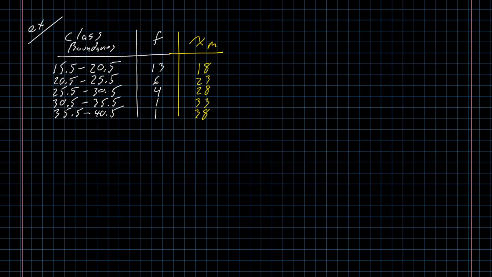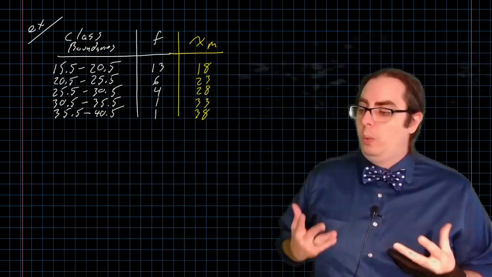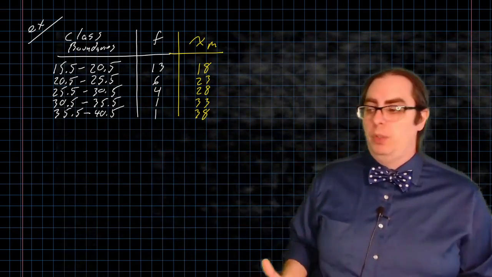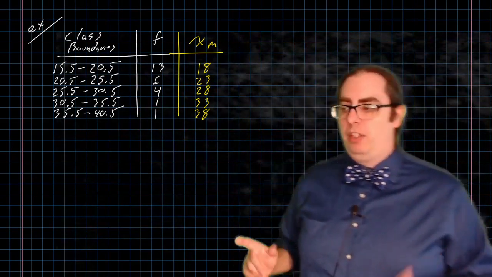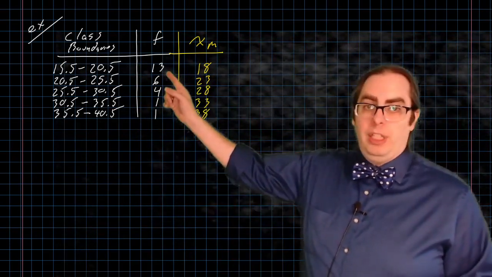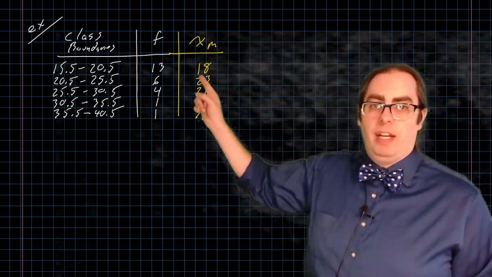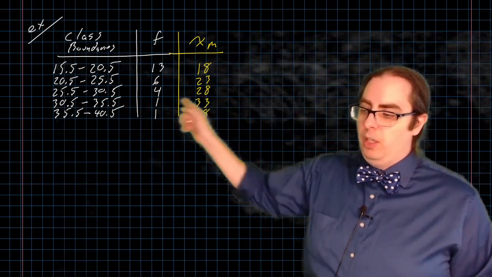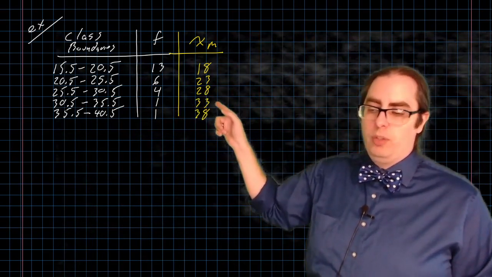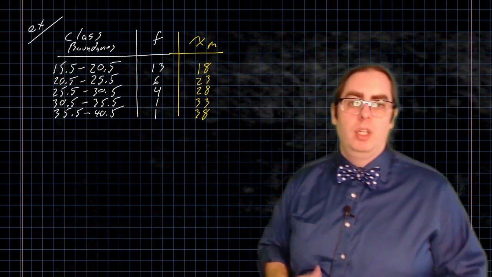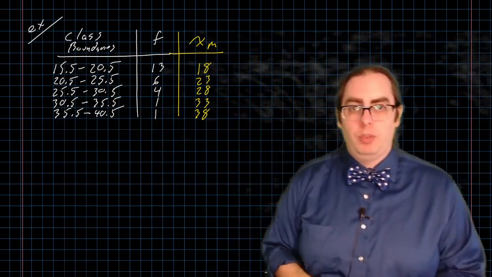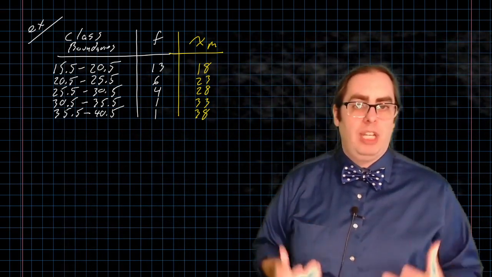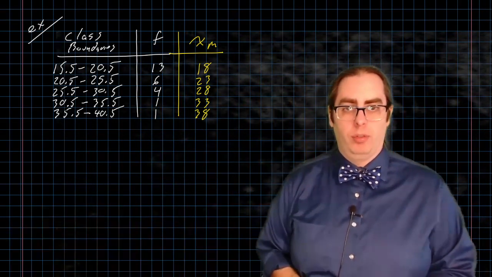And now that we have that, we can think about this frequency distribution as being a set of these scores. There are 13 scores, each of which has the value of 18. There are 6 scores, each of which has the value of 23, 4 scores that say 28, a score that says 33, and a score that says 38. When we create the grouped frequency distribution, we round all of the scores in the distribution to get a manageable number of different scores.